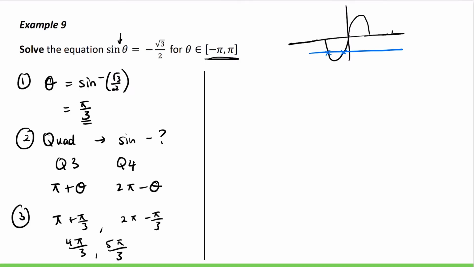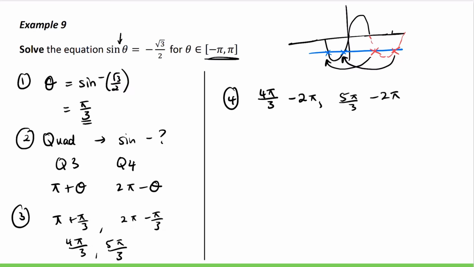Now, of course, what we can see is that both of these are outside our domain, because what I've actually done is I found the solutions here, but they're not the solutions I want. I want the solutions that exist one period before. So we now introduce our fourth step where I have to take away the period to be able to get to those solutions. So I'll have 4 pi on 3 minus 2 pi and 5 pi on 3 minus 2 pi.